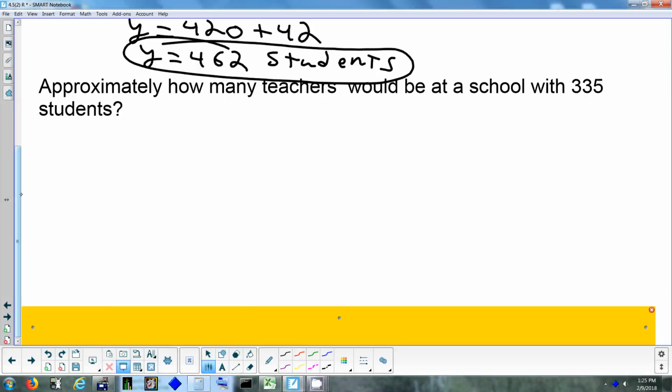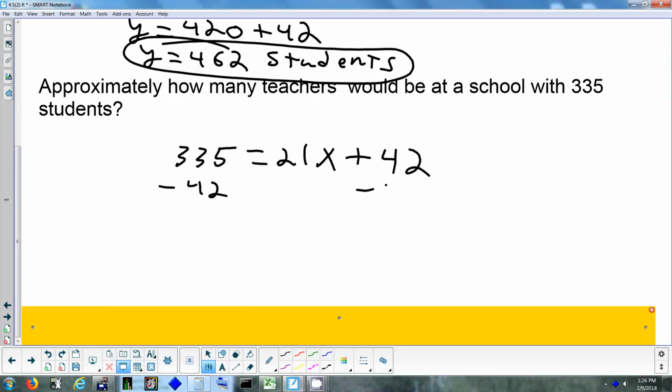Okay, guys, can somebody tell me what's the equation? For the equation, I got 335 equals 21x plus 42. Does everybody agree with that? Yes. Okay, now what do we do? Subtract 42 on both sides. Can somebody tell me what's 335 minus 42?